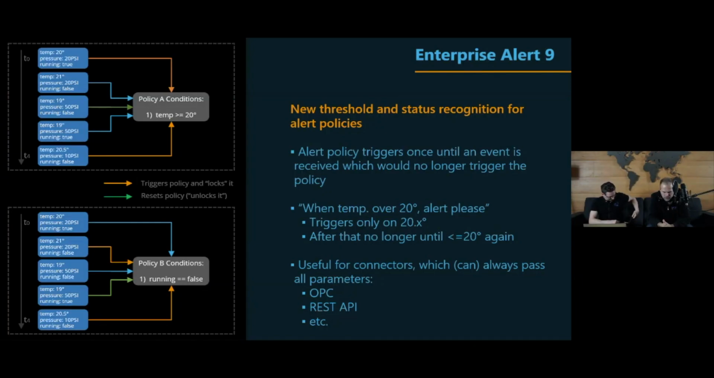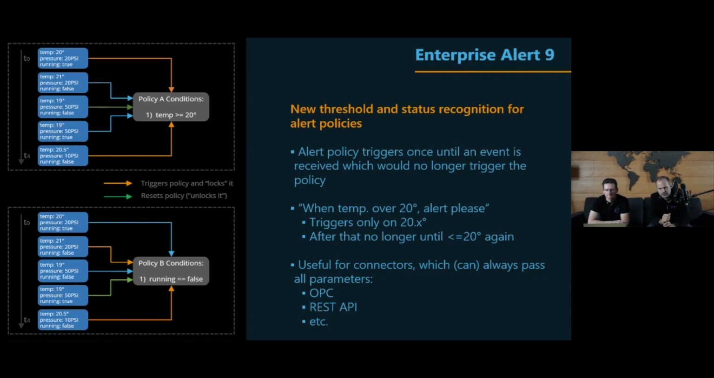Then let's continue our journey here with the next item that refers to an enhancement of our alert policy trigger mechanism that we've implemented, that we refer to as threshold and status recognition for the alert policies. We've added it for IoT scenarios and industrial integrations and shop floor scenarios, because here we typically find connectors or protocols where we always get all data from sensors with each event and poll from these systems.